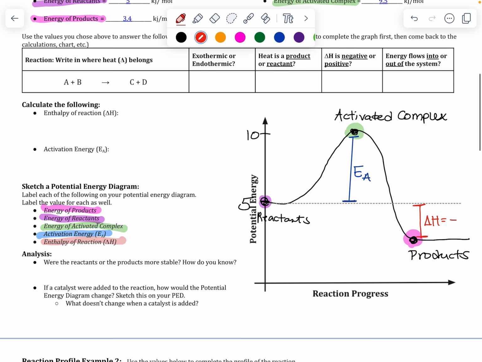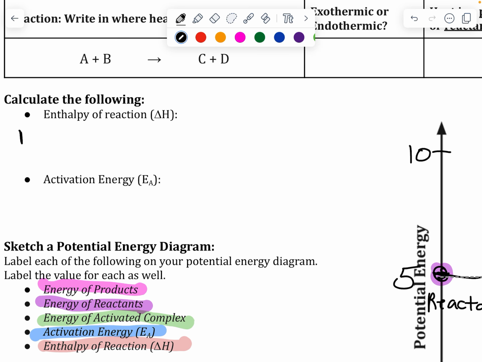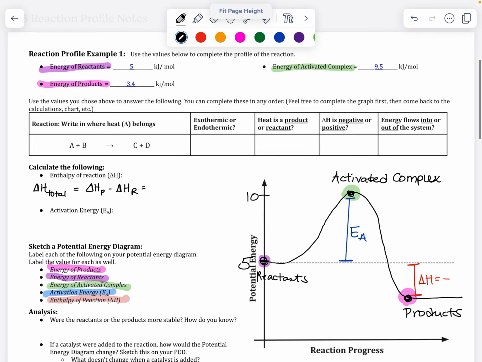And now when I'm looking at this, I might be able to go through and answer these. I'm going to calculate these quick. So enthalpy of reaction, if you need to go back to your notes and get your formula for delta H, or I can write it down for us. So our delta H total for our reaction is going to be delta H of our products minus delta H of our reactants. And so I can go up to my numbers above.